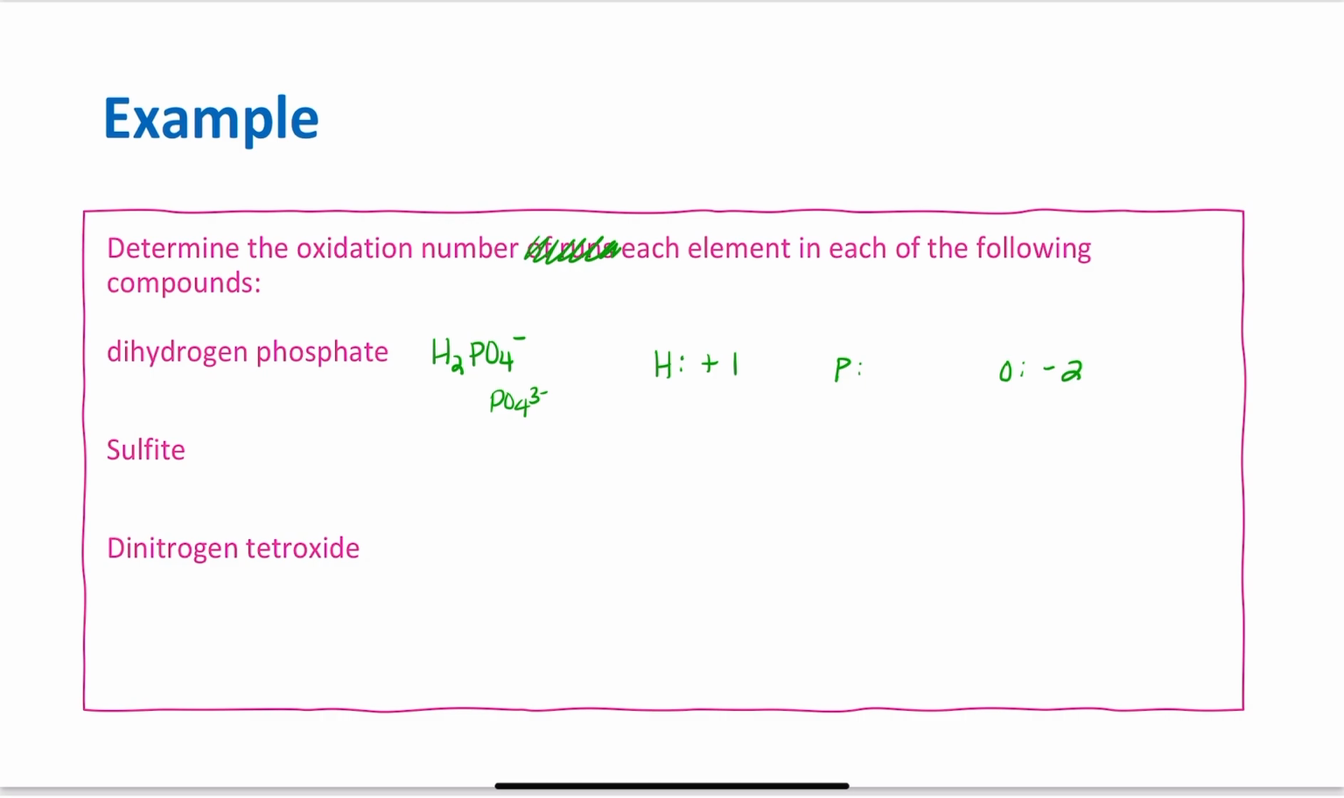Oxygen wants to be a -2. There's 4 of them, so that is a -8 charge overall, which means the phosphorus must be a +5 so that it can form this charge. If you're ever unsure, add it up. You have 2 hydrogens at +1 each, you have a phosphorus at +5, and then you have 4 oxygens at -2 each, and this has to equal -1. 2 plus 5 minus 8 is equal to -1. 7 minus 8 equals -1. Yep, you added it up right.